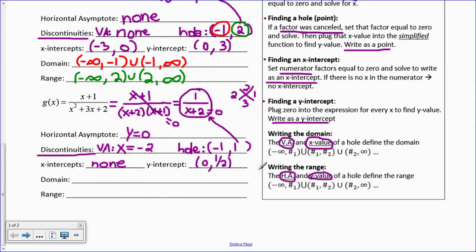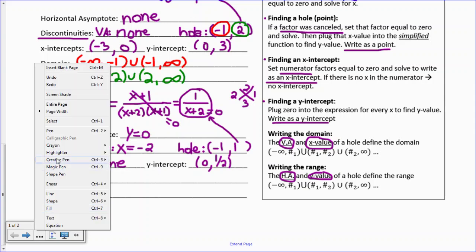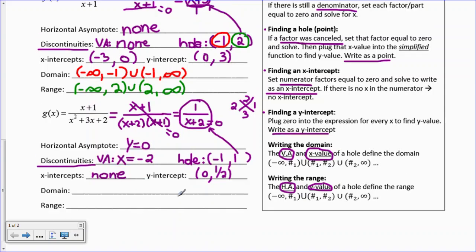All right, here comes the domain and range. Again, we want to pull out our colors. Red. Okay, so remember, the domain is interrupted or affected by the vertical asymptote and the x value of a hole.